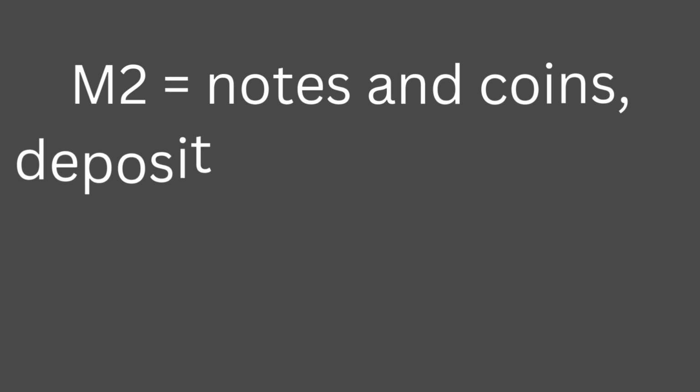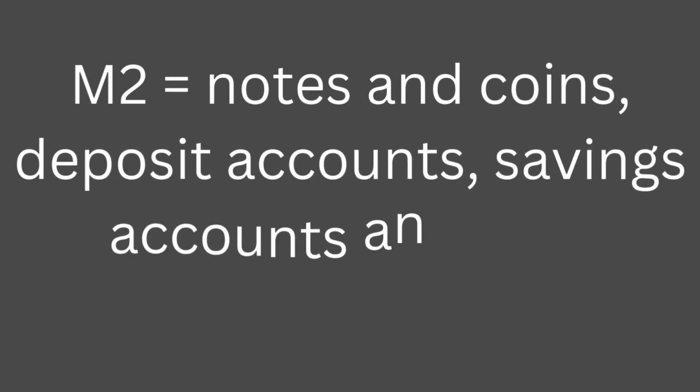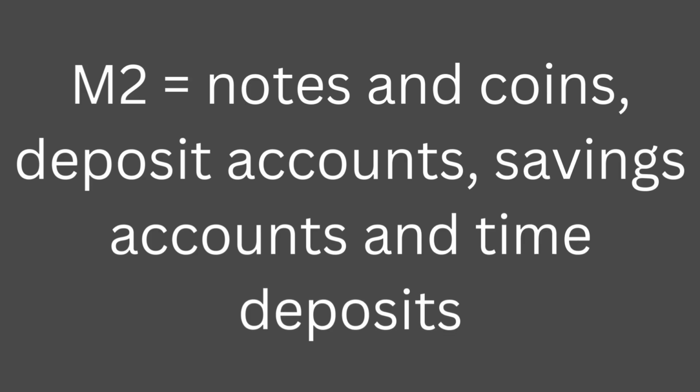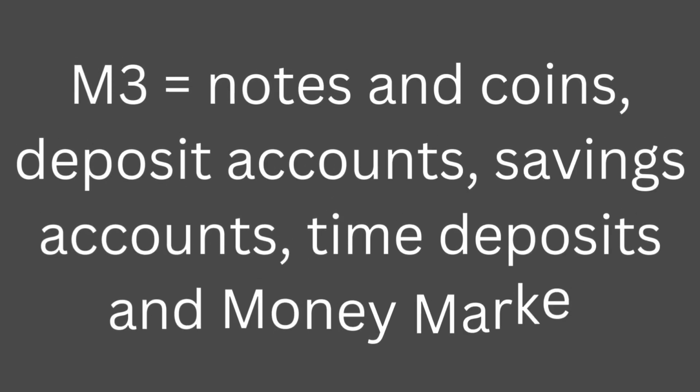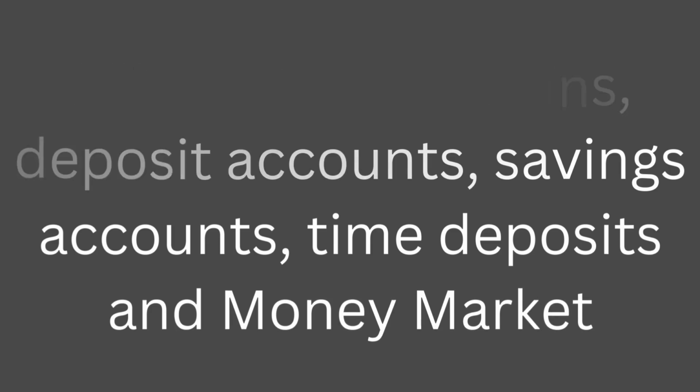M2 goes further, adding savings accounts and small time deposits, money that's still relatively liquid, but not used for daily transactions. And M3 includes even larger deposits and institutional money market funds. You can think of it like expanding circles, M0 at the center with M1, M2 and M3 adding more layers of financial assets that function like money.